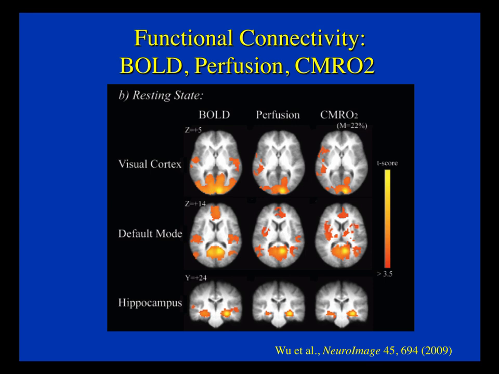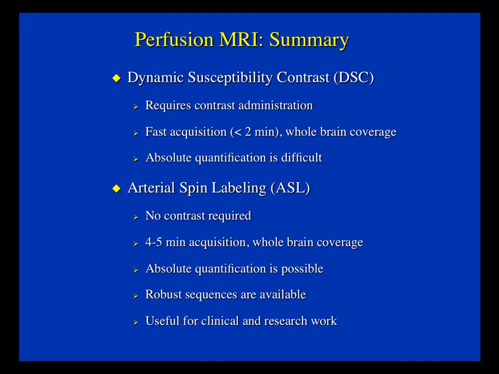So there are several groups who have been working on this technique using ASL for resting state fMRI, and one group has taken this technique and expanded it further. They have used the BOLD resting state maps and the perfusion resting state maps, and they combine them to measure the fluctuations in CMRO2. So I think that's a nice advancement of the technique.